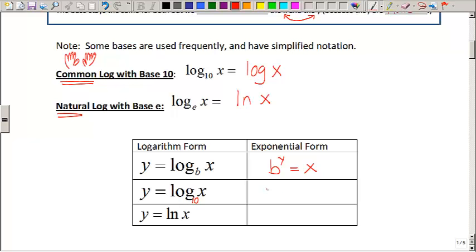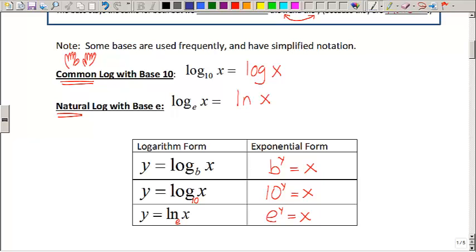So I can rewrite this as my base 10 raised to the y. Notice the x and the y need to change sides. The base is with the x, so now the base needs to be with the y, equals x. Similarly, y equals ln x. ln has a base of e, so in exponential form we have e to the y equals x. This is just a little bit of summary of what we've been trying to talk about earlier.